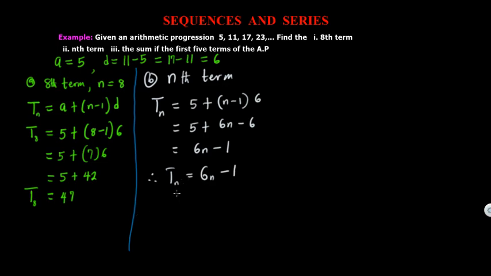Let's try to use it to get the 5th term. That means when we are talking about the 5th term, that will be 6 times 5. That will be 30 minus 1, and that gives us 29. So let's add 6 to 23. What do we really get? 29. Oh, that's fantastic.